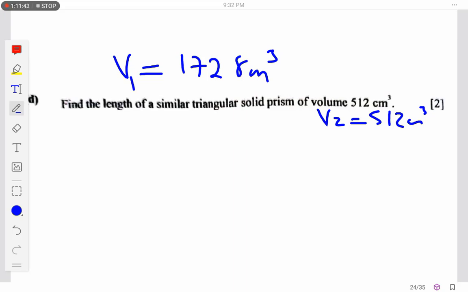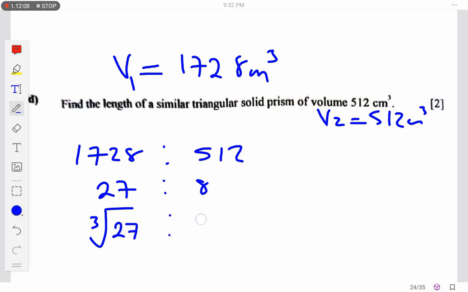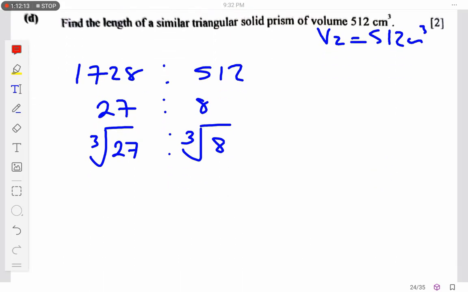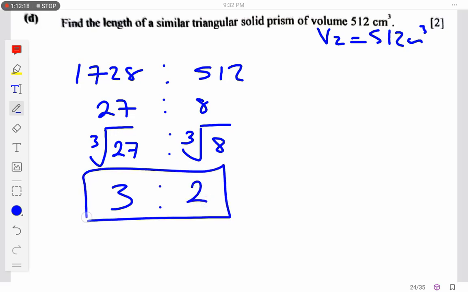So finding their scale factor, I am going to say 1728, the volume, is to 512, the volume there. If I divide this one or I reduce it, I'm going to get 27 here as to 8. Like that, I've reduced it. And then because these are volumes, I can find the cube root of 27 and also the cube root of 8, because volume is cubed. So at the end of the day, this is going to be 3 as to 2. So this is my scale factor.